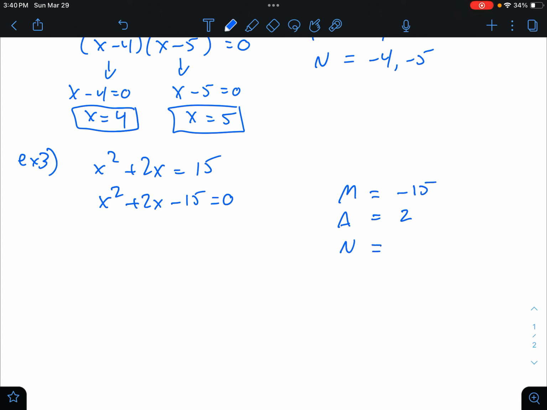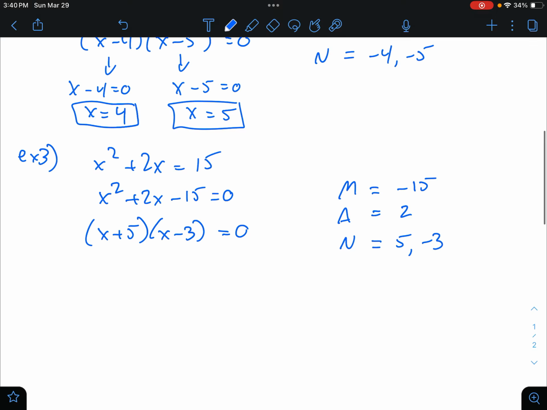And again, you're going to use your times table to try and figure this thing out. And the numbers are going to be 5 and negative 3. 5 times negative 3 gives me negative 15. And 5 plus negative 3 gives me positive 2. So because it's a simple trinomial, our first term is just x squared. We just go right to brackets. So x plus 5 and then x minus 3 equals 0.